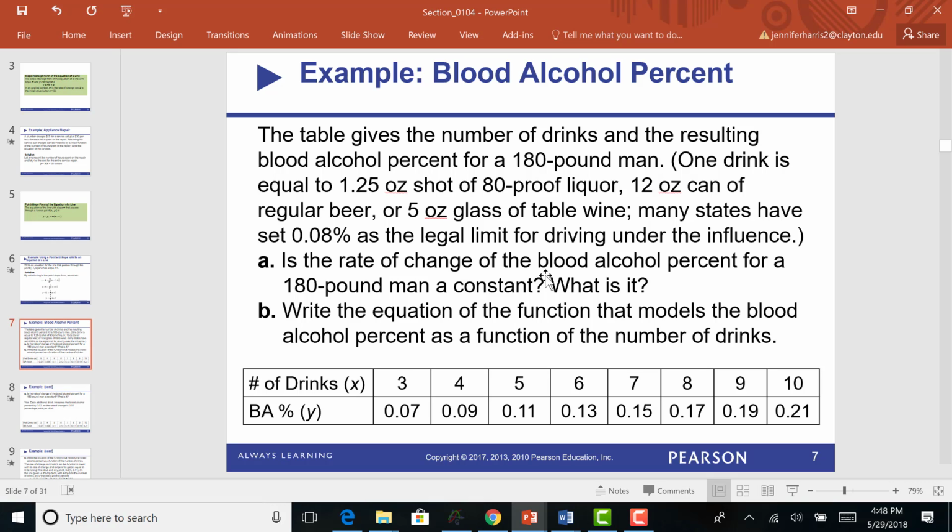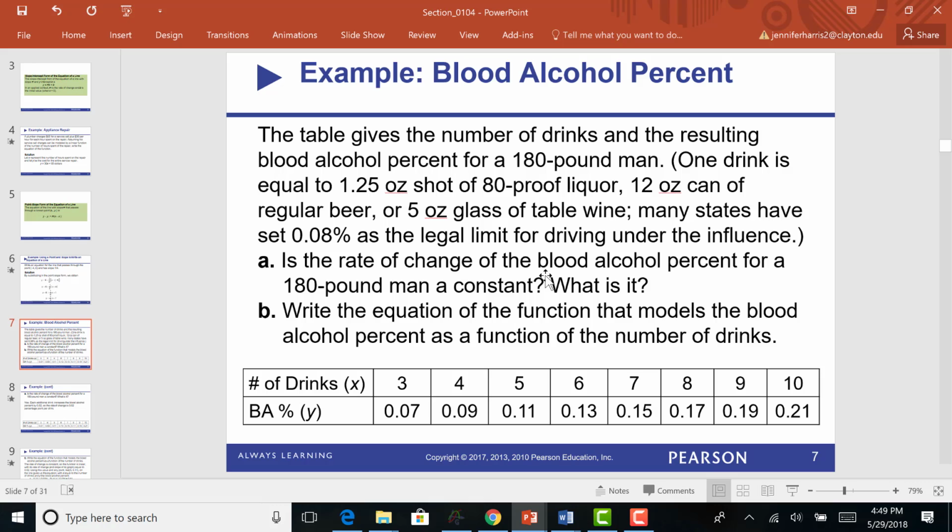Now I want to make sure we understand the conversation and what they're asking you to do. The table gives the number of drinks and the resulting blood alcohol percent for a 180-pound man. 1 drink is equal to a 1.25-ounce shot glass of an 80-proof liquor, or a 12-ounce can of regular beer, or a 5-ounce glass of table wine. In many states, they have set 0.08% as the legal limit for driving under the influence. Do you understand the conversation? If you have some drinks, you're going to get drunk. But how drunk are you going to be is the question.